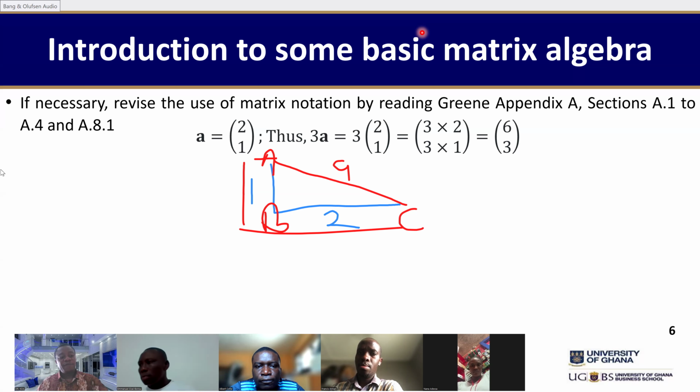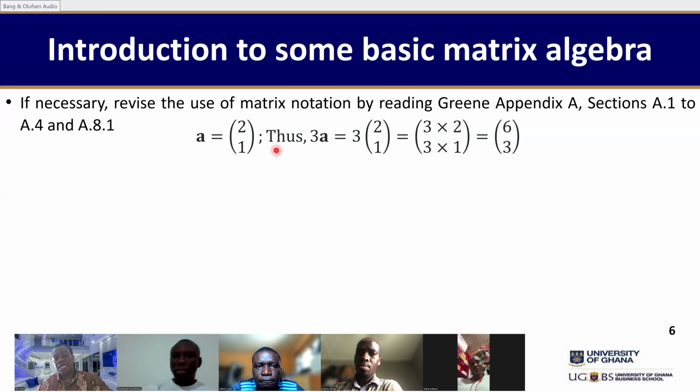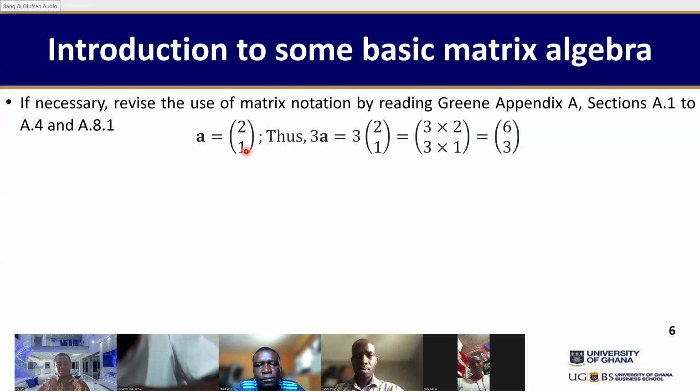Now, you've learned this and you did a bit of test on some of these things. If you look at A, if I take a scalar 3 and multiply it by this A, you will be able to generate this information of 6 and 3. Now, what do you think is the relationship between 6 and 3 and this 2 and 1? What do they have in common?